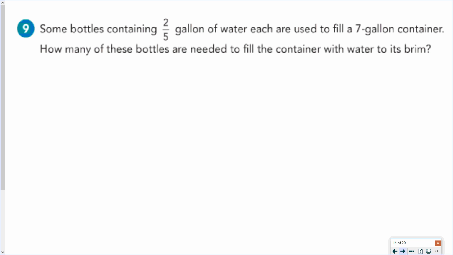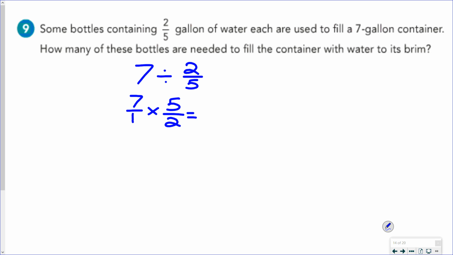And for our final problem for today, we have some bottles containing 2/5 gallon of water each, and they're used to fill a 7-gallon container. How many of these bottles are needed to fill the container with water to its brim? So what we're trying to figure out is how many 2/5 gallons there are in 7. So we're going to take those 7 gallons and break it down into 2/5 of a gallon. It tells us to divide. So we keep the first number, change division to multiplication, use the reciprocal. 7 times 5 is 35. 1 times 2 is 2. 2 goes into 35 17 times, so we would have 17 and a half.